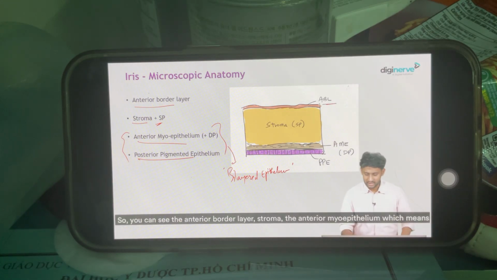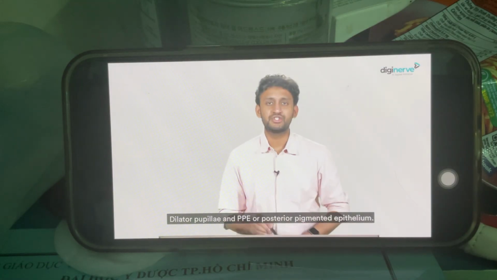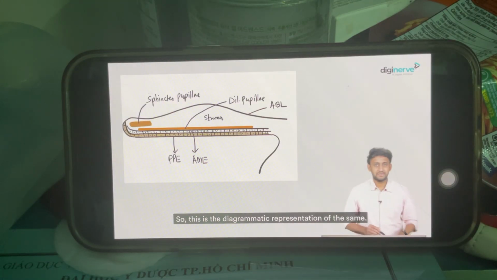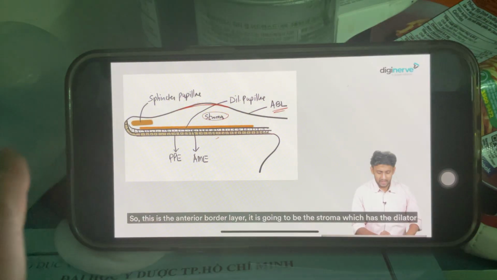So it's going to be only for iris. So you can see the anterior border layer, stroma, the anterior myoepithelium, which means it has a muscle. What is the muscle? Dilator pupillae, and PPE or posterior pigmented epithelium. So this is a diagrammatic representation of the same. So it's going to be the iris, and this part is going to be the anterior part, this is the posterior part.